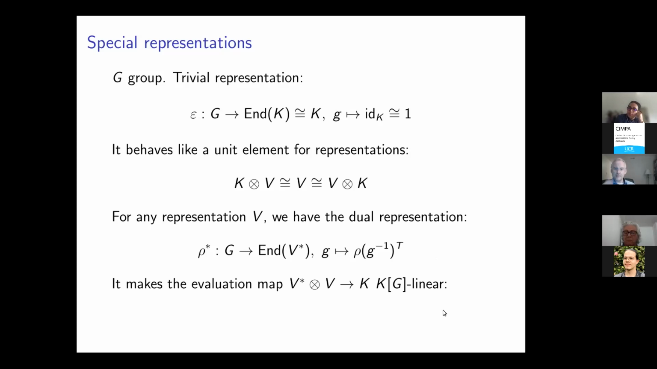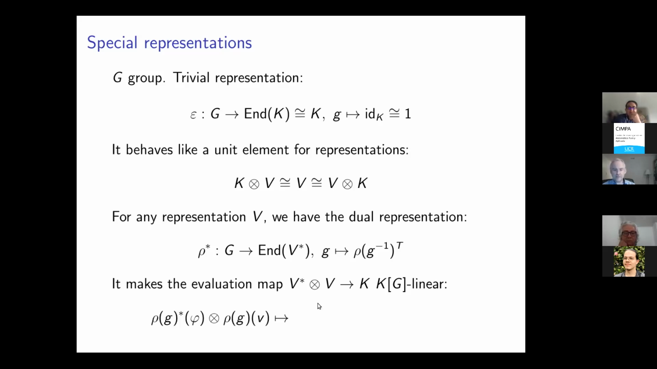And the point is here, there is a canonical evaluation map. If you have an element from the dual space and an element from the vector space, then you can evaluate the linear form on a vector, and then you get a number out. So there's a canonical map from V star tensor V to K. This is not an isomorphism, of course, but it's at least a morphism, and this canonical map becomes, as we will now see, KG linear with respect to these representations.